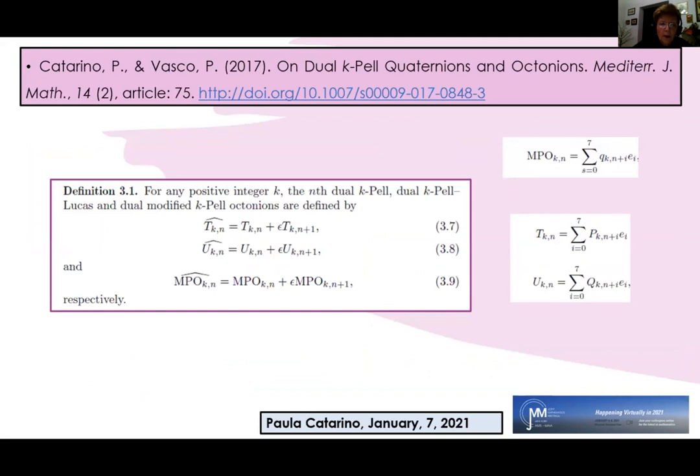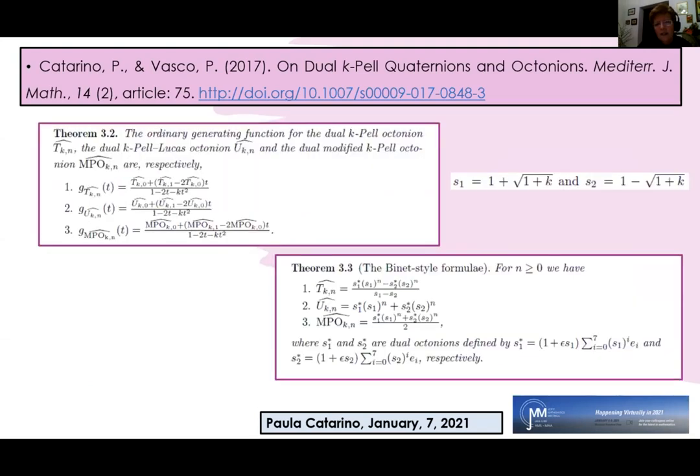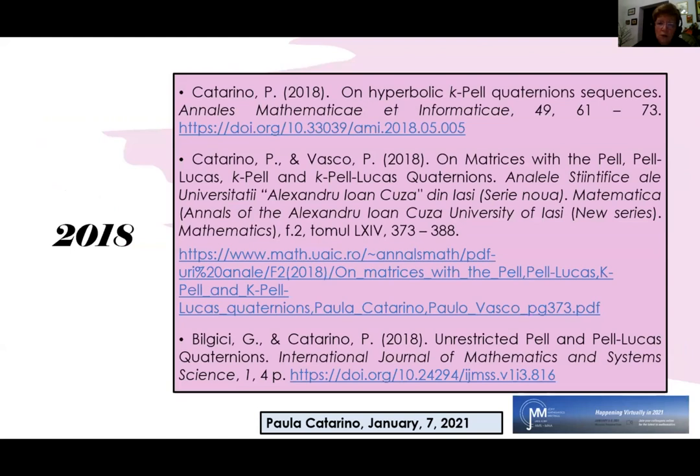Also here we have the definition of dual kappa-Pell, Lucas, and modified kappa-Pell octonions, which are an extension of quaternions, as we said before. We study octonions in the last section of the paper, only a brief section. And we have also the generating functions and the linear formula for the three kinds of sequences of octonions. In 2008, we decided to introduce a new sequence of quaternions using the hyperbolic case.